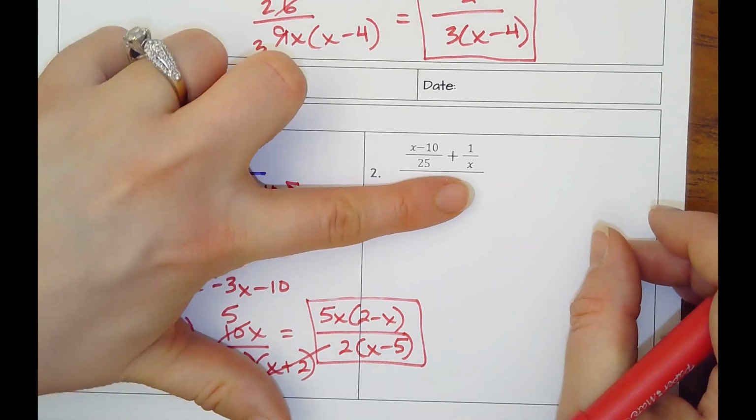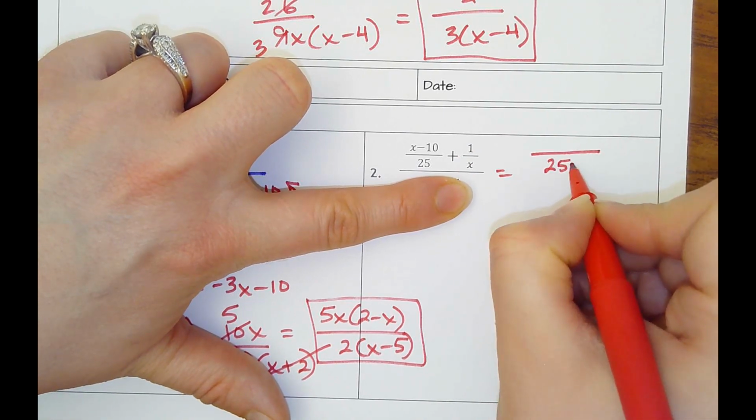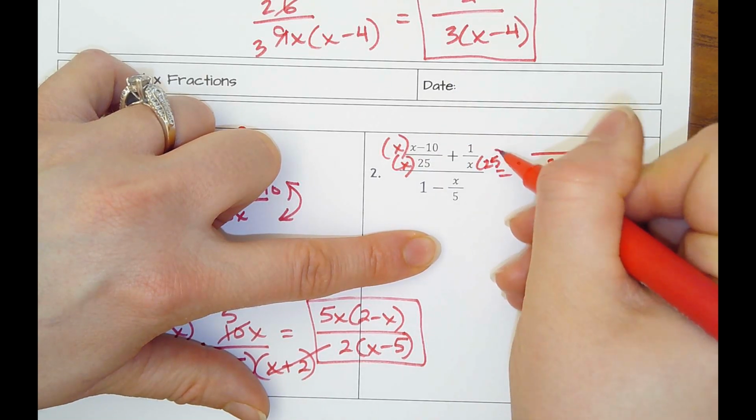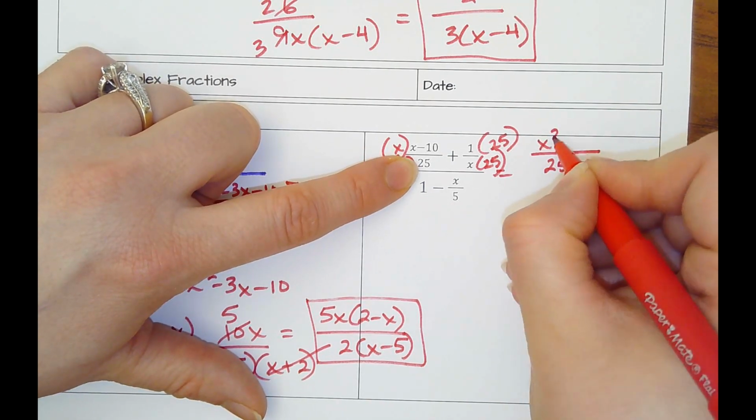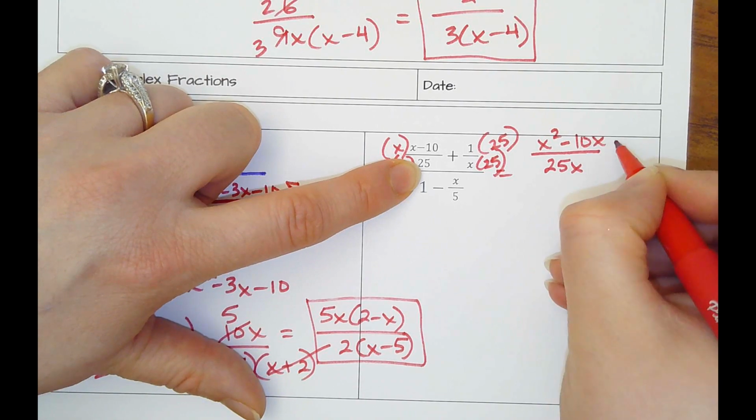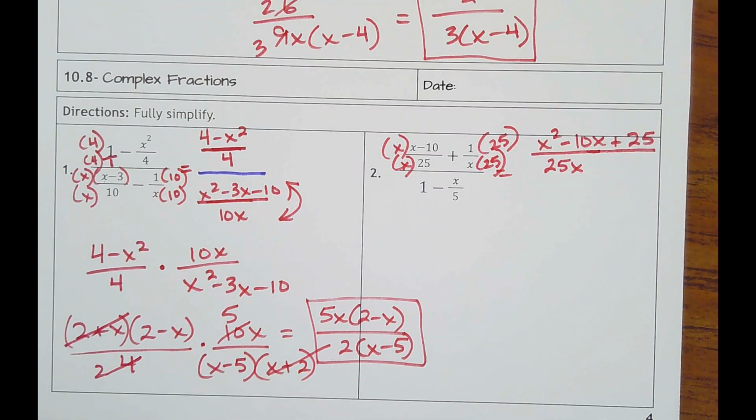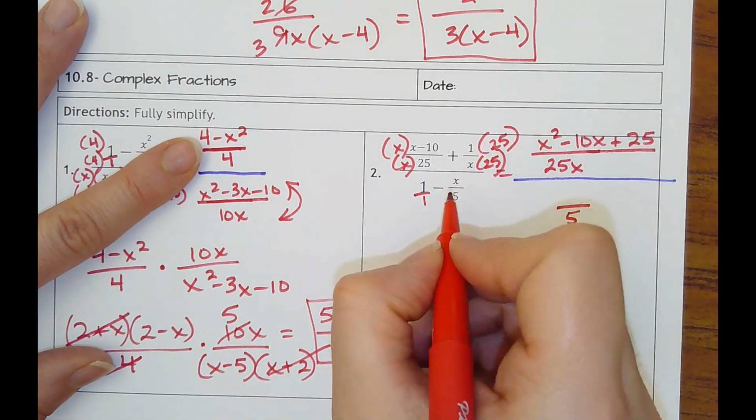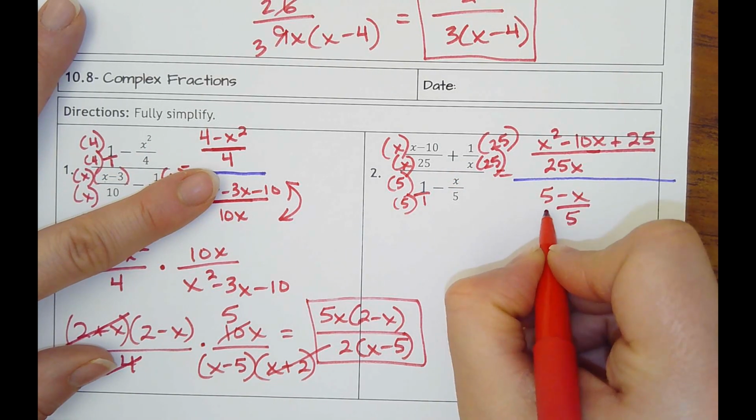Number 2, numerator, I need to add these fractions, so common denominator is going to be 25x. This needs a times x. This needs a times 25. Distribute the x, that'd be x times x is x squared minus 10x plus 1 times 25 is 25. All divided by, this is a 1 over 1, common denominator is going to be 5, so I'll need to multiply by 5. 5 times 1 is 5 minus just x.